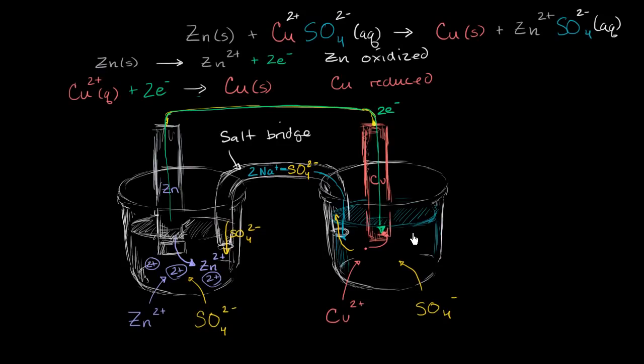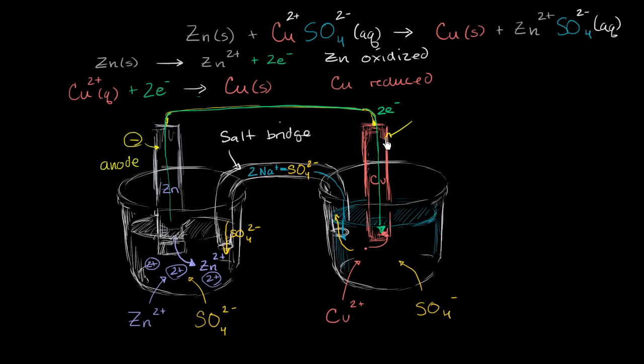Where is the current coming from and where is it going? Well, the negative terminal of a battery is where the electrons are coming from. So the electrons are coming from the zinc bar right over here. So this is the negative electrode of the battery. The negative electrode is often called the anode. That is the anode of this battery.